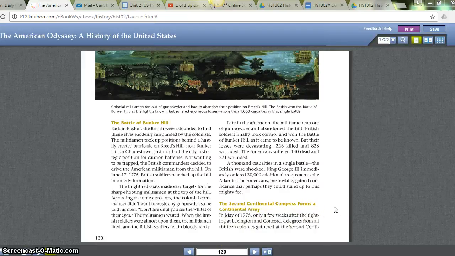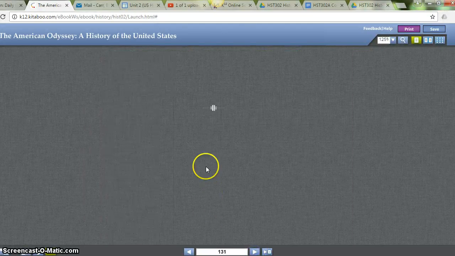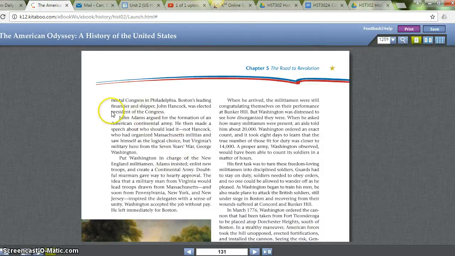The Second Continental Congress forms a Continental Army. In May of 1775, only a few weeks after the fighting at Lexington and Concord, delegates from all 13 colonies gathered at the Second Continental Congress in Philadelphia. Boston's leading financier and shipper, John Hancock, was elected president of the Congress.